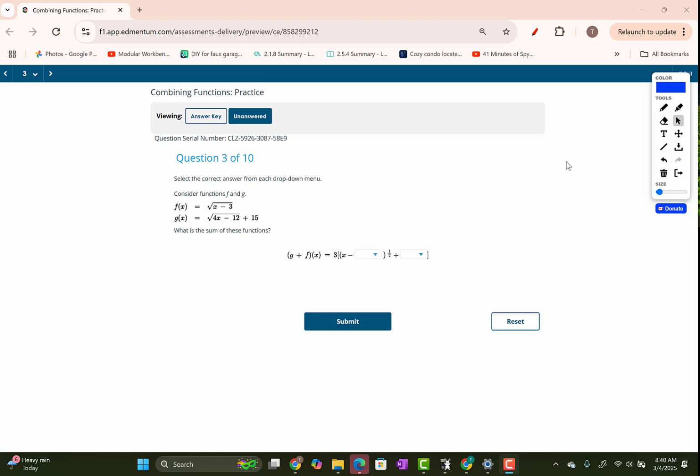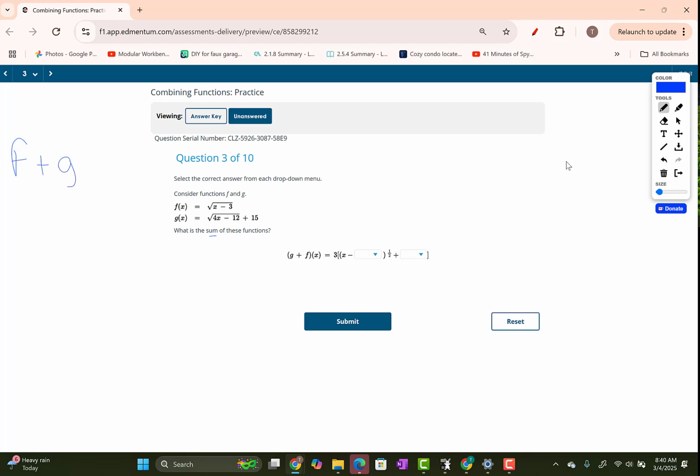Question 3, select the correct answer from each drop-down menu. Consider functions f and g. F of x equals the square root of x minus 3. G of x equals the square root of 4x minus 12, plus 15. What is the sum of these functions? So we're just adding f and g together in this problem.